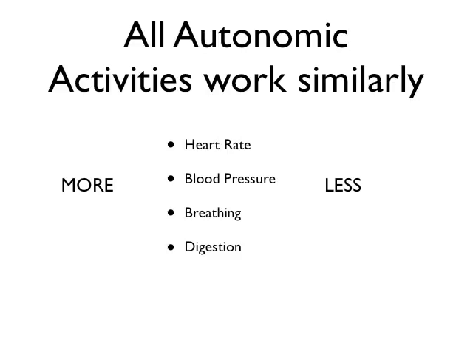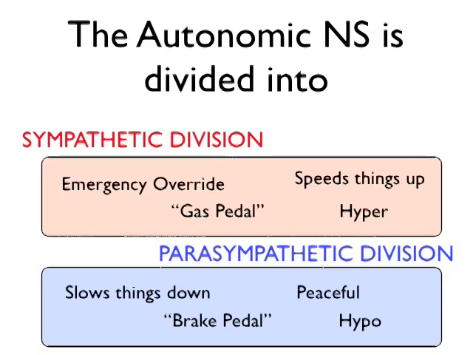Now, the autonomic nervous system is divided into two divisions, which are basically the more division and the less division. Right? These are the two. There is a sympathetic division to the autonomic nervous system, and you think of this as the more, sort of, within your human body. Think of it as your emergency override system. Or if you want to put it in terms of a car, it's like the gas pedal in the car. Revs you up. Speeds things up.